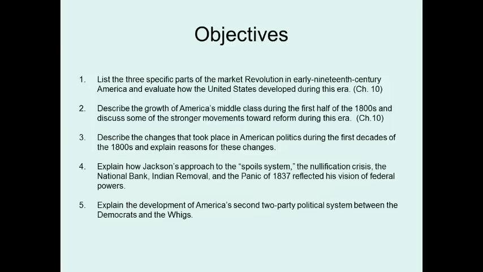Fourth, you'll explain how Jackson's approach to the spoils system, the nullification crisis, the National Bank, Indian removal, and the Panic of 1837 reflected his vision of federal powers. And finally, you will explain the development of America's second two-party political system between the Democrats and the Whigs. You already know that Bleeding Kansas killed the second two-party system. Here's where it begins.